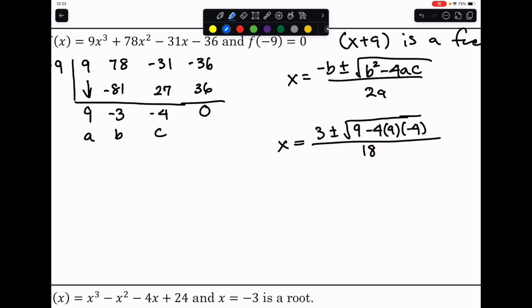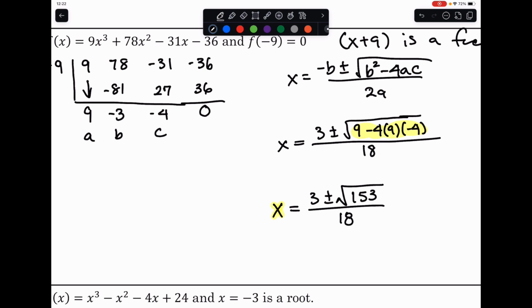Now let's simplify this again. Simplify the discriminant. Let's identify what the discriminant equals. So 9 minus 4 times 9, that's going to be 36, and that negative 36 times negative 4. That's going to end up equaling a total of 153. So x equals 3 plus or minus the square root of 153 divided by 18.